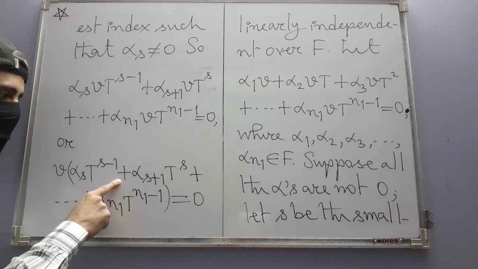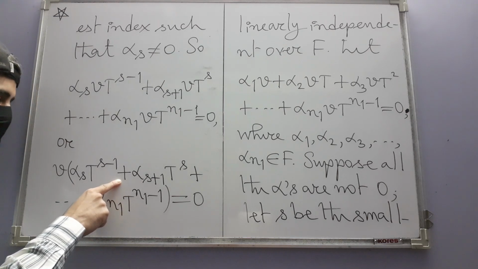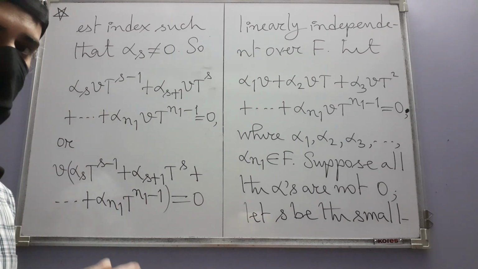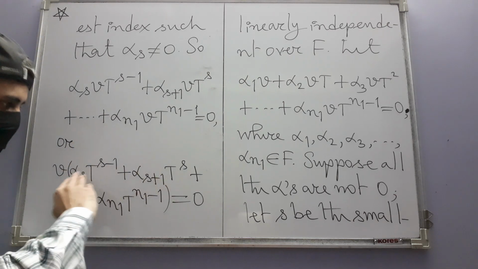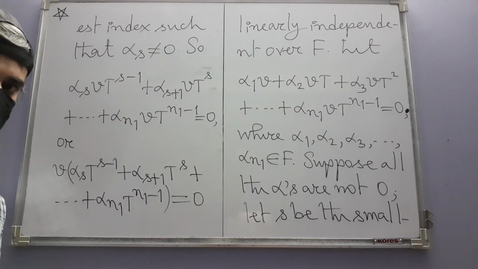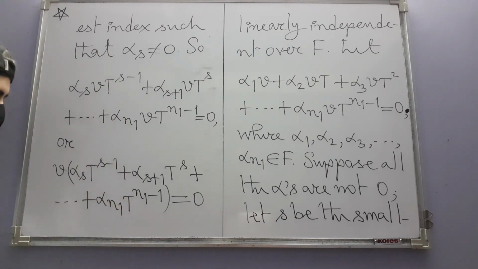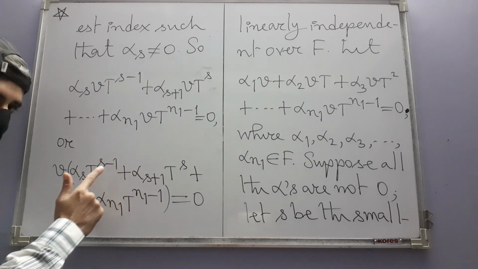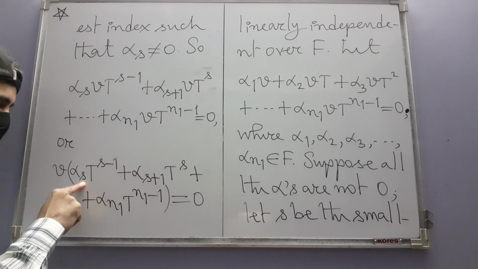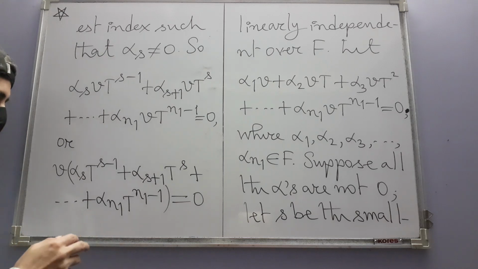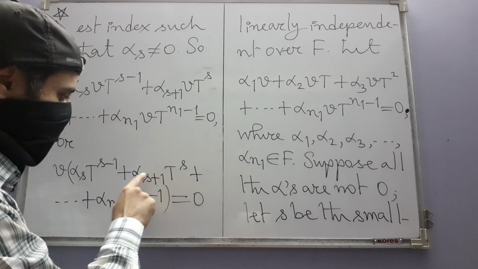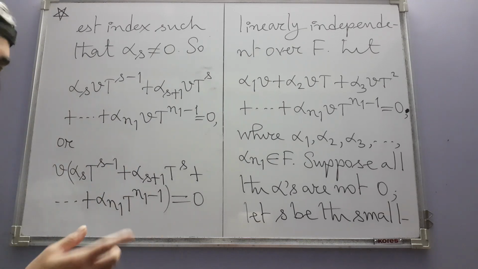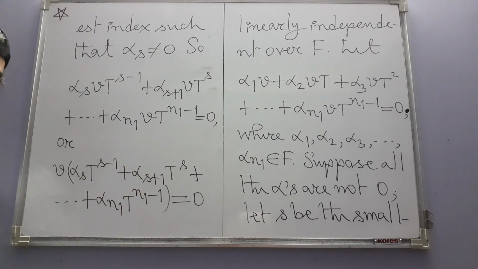This plus, however, is different. This is the plus that we have in the algebra A of V. Addition of two operators or two linear transformations, it is that plus, where we are multiplying the operator t to the power s minus 1 by the scalar alpha s, which also is a well-defined operation. We multiply this one by alpha s plus 1. So these terms now are operators and this plus is their plus.